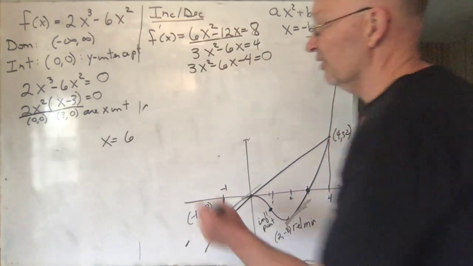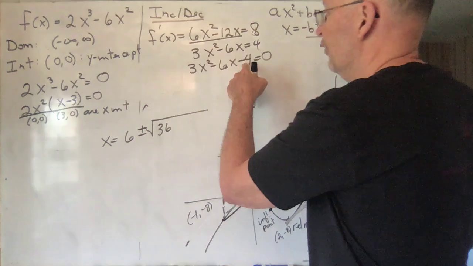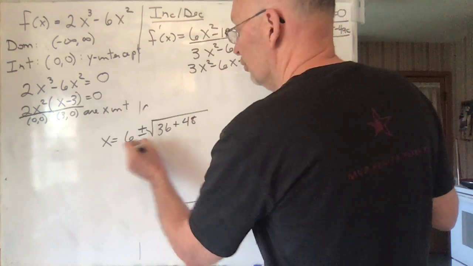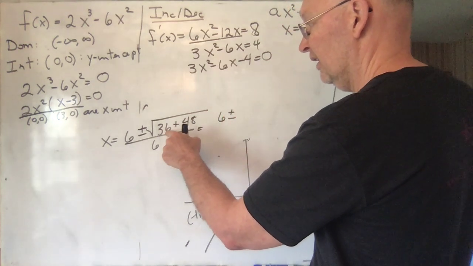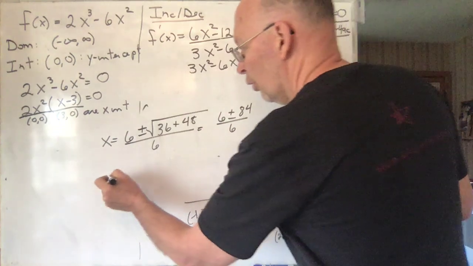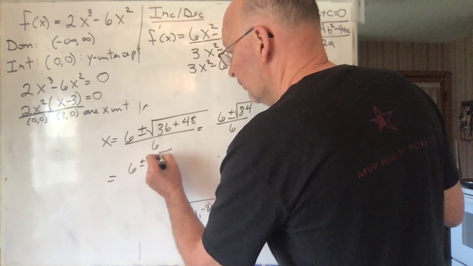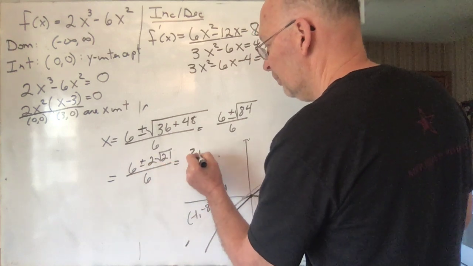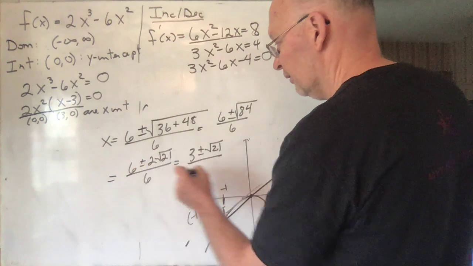And so it's going to be 6 plus or minus the square root of negative 6 squared, which is 36, minus 4 times negative 4, which is positive 16, so plus 48, all over 2 times 3, which is 6. So 6 plus or minus the square root of 84 all over 6. I can factor a 4 out and get 6 plus or minus 2 times the square root of 21 over 6. Factor a 2 out of both the top and the bottom, and you're going to get 3 plus or minus the square root of 21 all over 3.